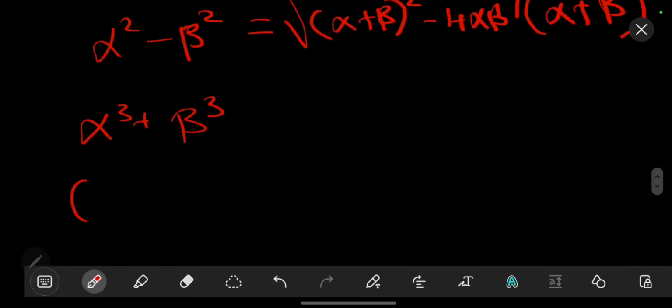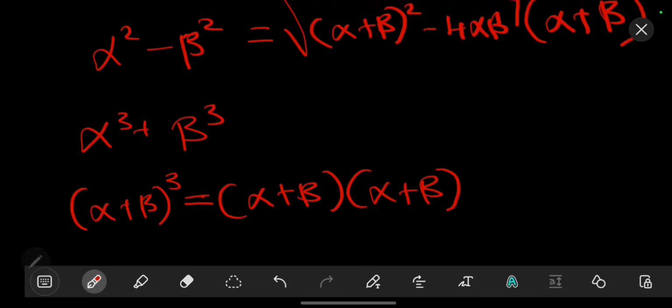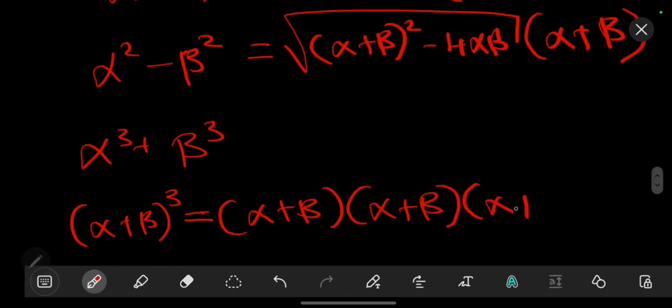So this one is coming from having our alpha plus our beta, like that, cubed. So this should be equal to, let's expand this. This means we have 3 of them if we have the power 3. So we have something like this, something like this, and something like this. So this is what we have.